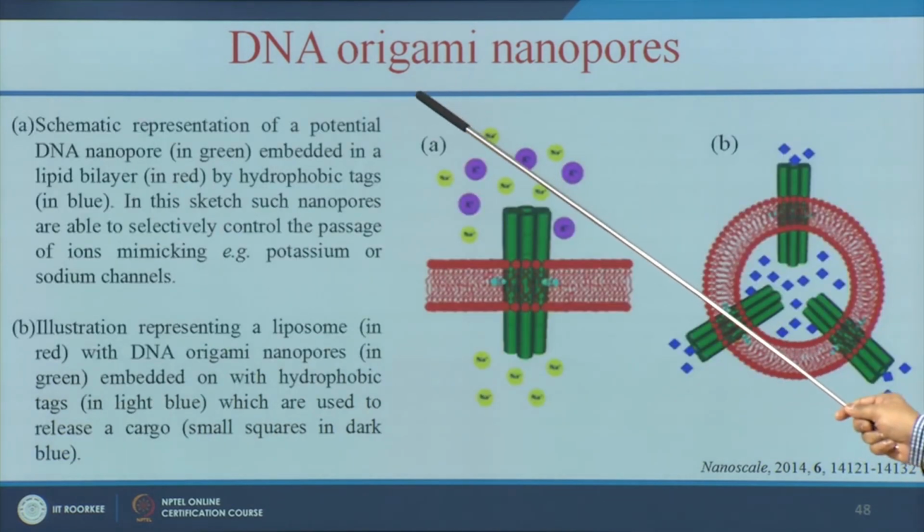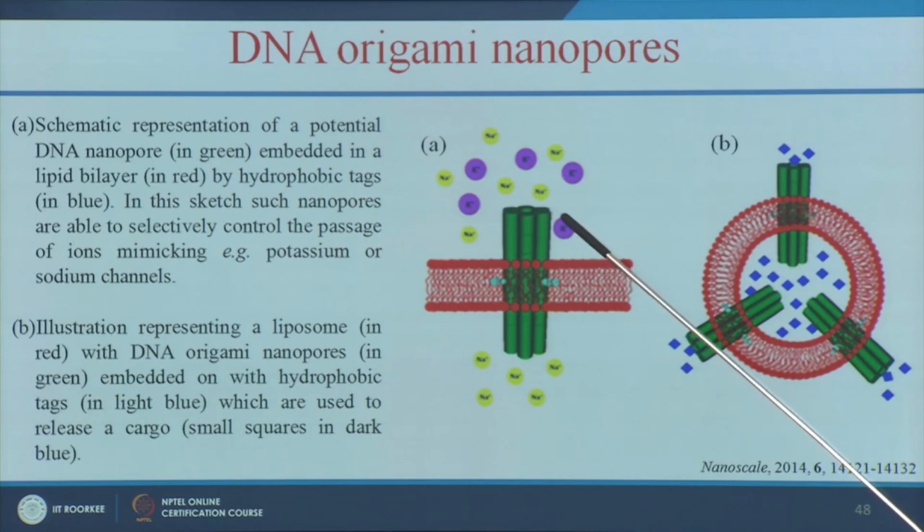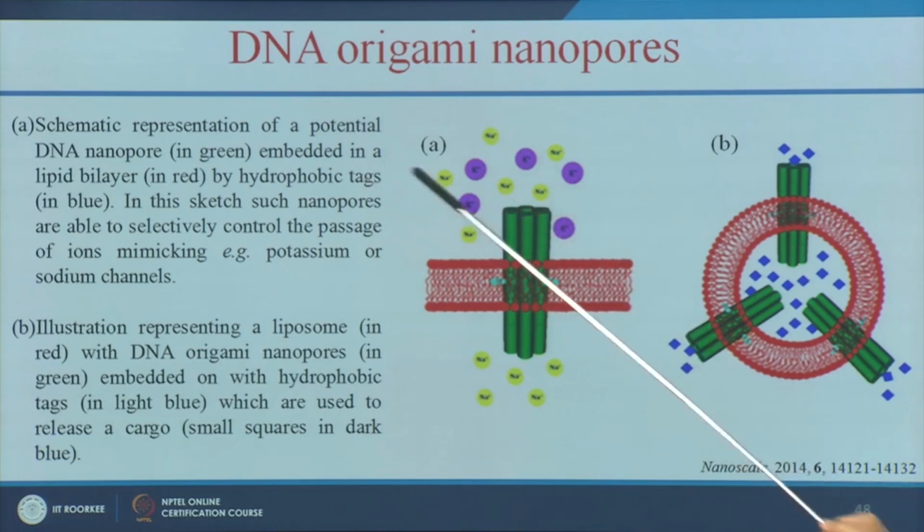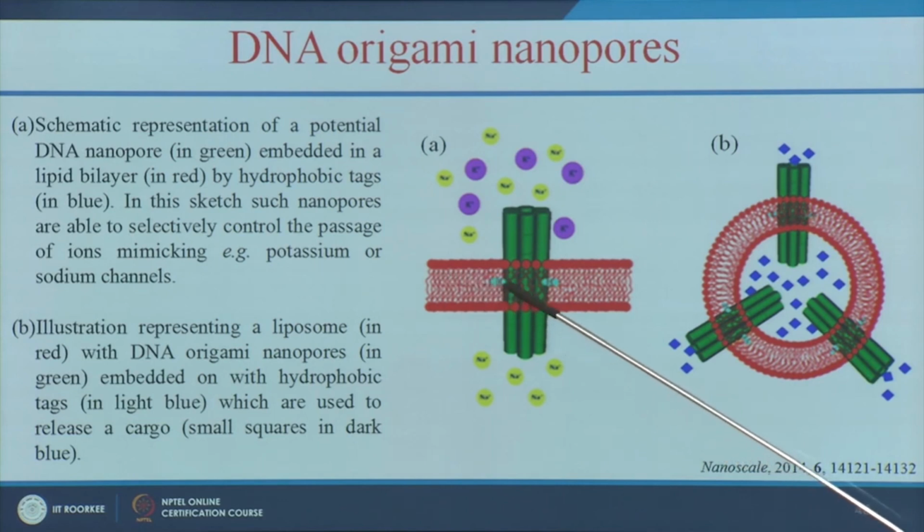And the next one is that these DNA origami nanopores can also mimic your potassium and sodium channels. So here you can see the example. This green color one is the DNA nanopore, and this red color is the lipid bilayer. Okay, and it is selectively acting like the potassium or sodium channels. And here this green color is the DNA origami nanopore, and it is embedded in this red color lipid bilayer.